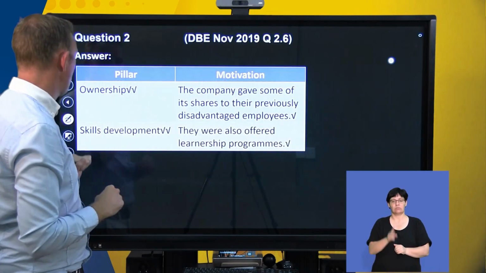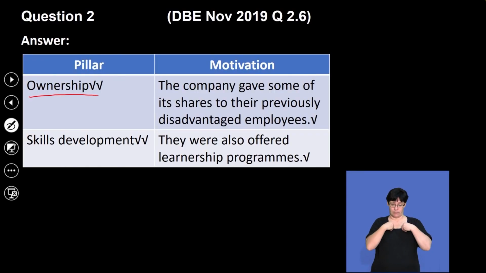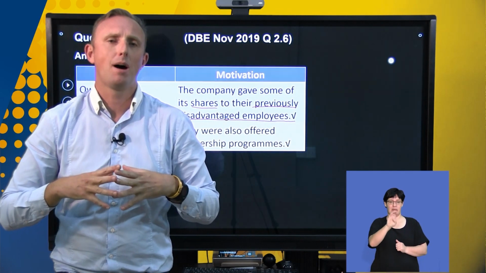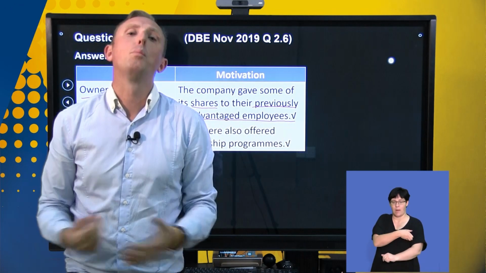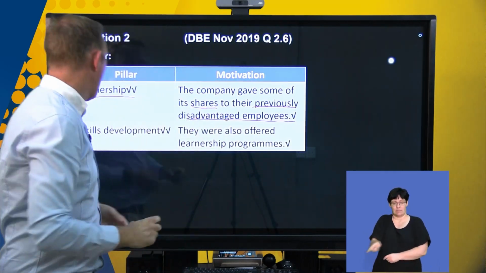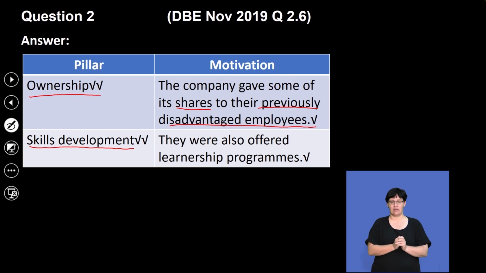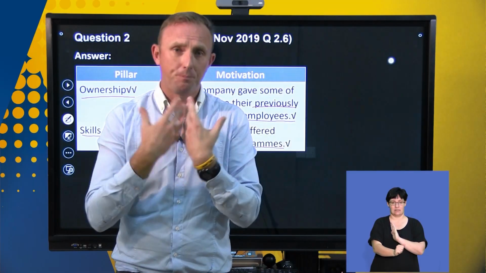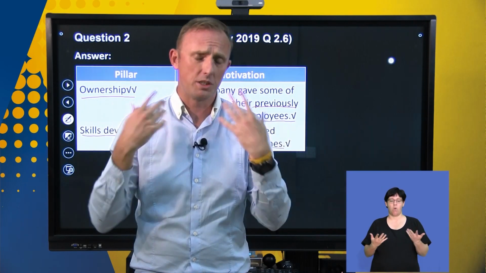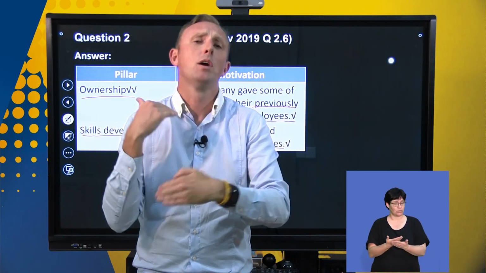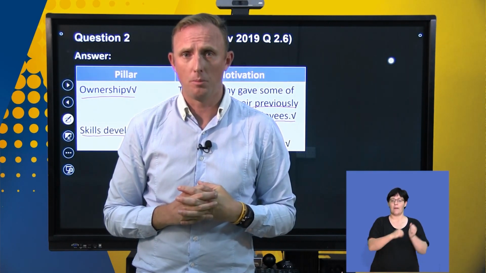All right, so let's look at what the answer is. The first one is ownership. That's one of the pillars of broad-based black economic empowerment. If you look there, "the company gave some of its shares to their previously disadvantaged employees." Remember, broad-based black economic empowerment is about empowering all previously disadvantaged individuals. And the second one is skills development. "They were also offered learnership programs." So we're upskilling the community or potential employees, which is a pillar of broad-based black economic empowerment.